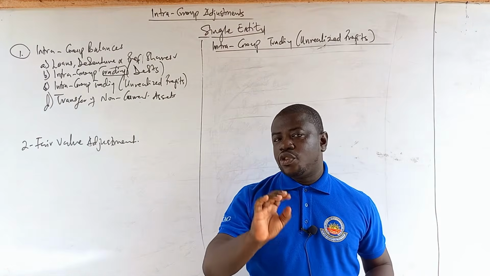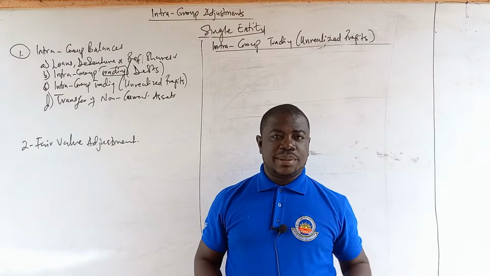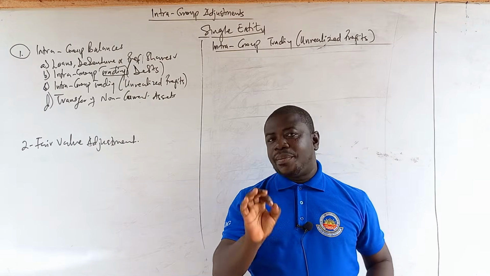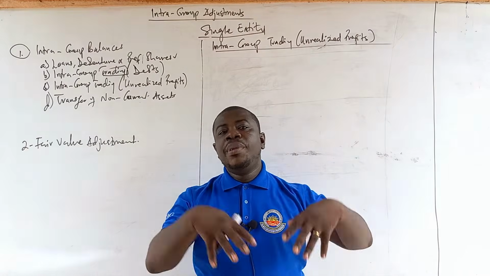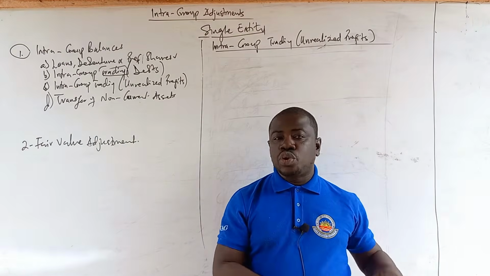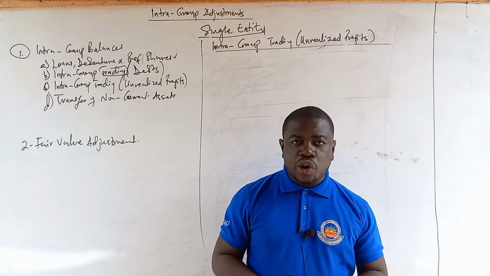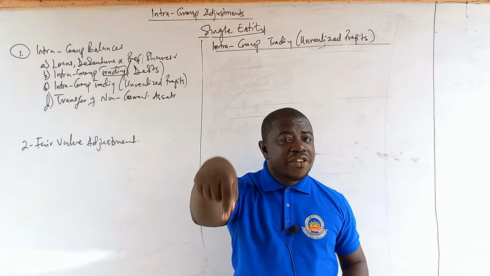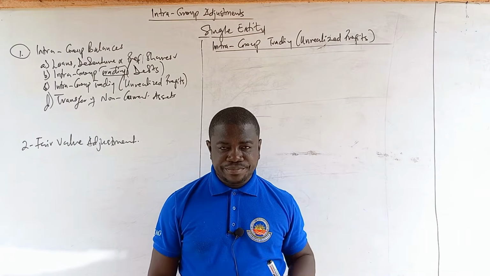Now, the problem is not really about selling to the parent at a profit or selling to the subsidiary at a profit. But the problem arises when the goods that have been sold to the parent or subsidiary remain in stock, or remain unsold, at the date of consolidation. That is where the challenge comes, because there is a profit element on the inventories that is not yet realized. And that is what we call unrealized profit.